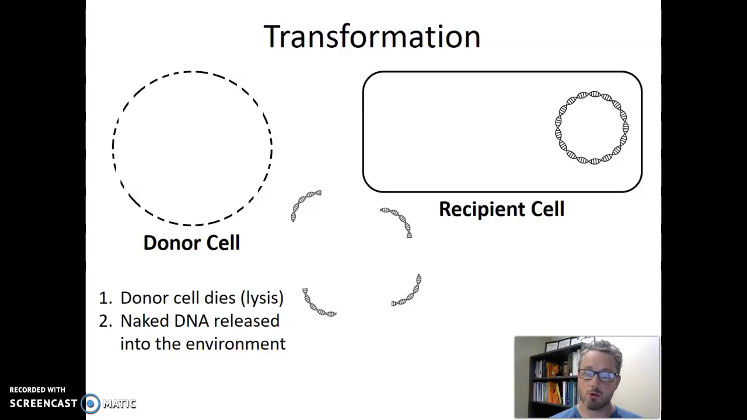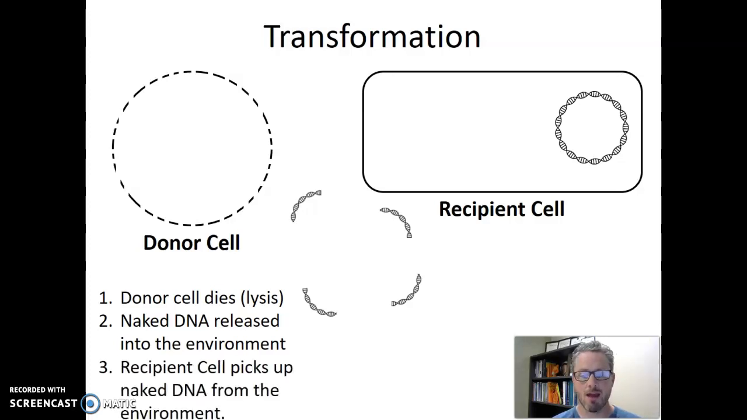So we had our donor cell die, it released its naked DNA. That DNA may or may not break into smaller pieces. And then in the next step, our recipient cell is going to pick up some of this naked DNA from the environment. So we'll show that here. One of these pieces of DNA can enter our recipient cell.